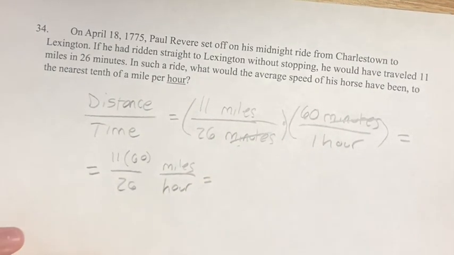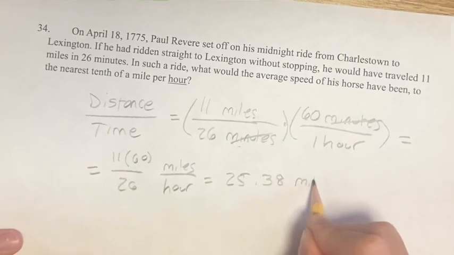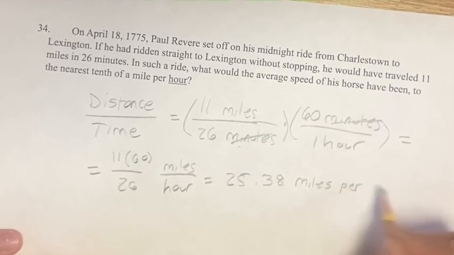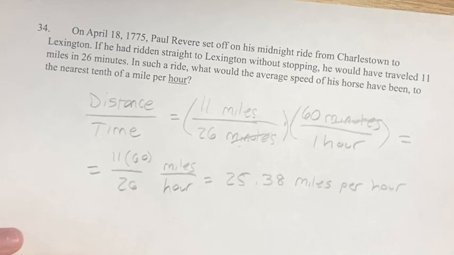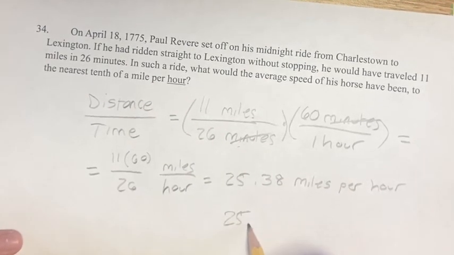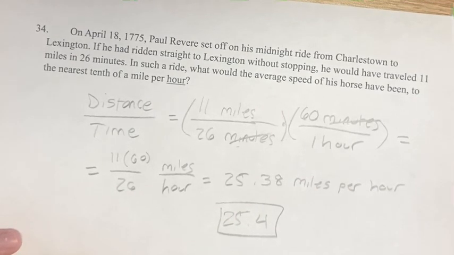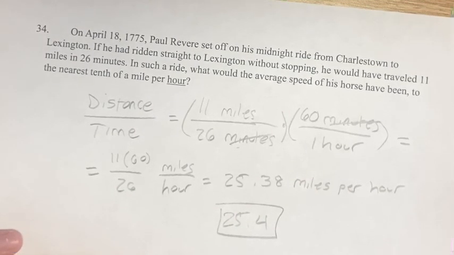And if you plug this into your calculator, you get roughly 25.38 miles per hour. We're asked, what is this to the nearest tenth of a mile? So round up, 25.4 is going to be your final answer. Would have been the average speed of his horse in miles per hour if he had not stopped on his midnight ride.